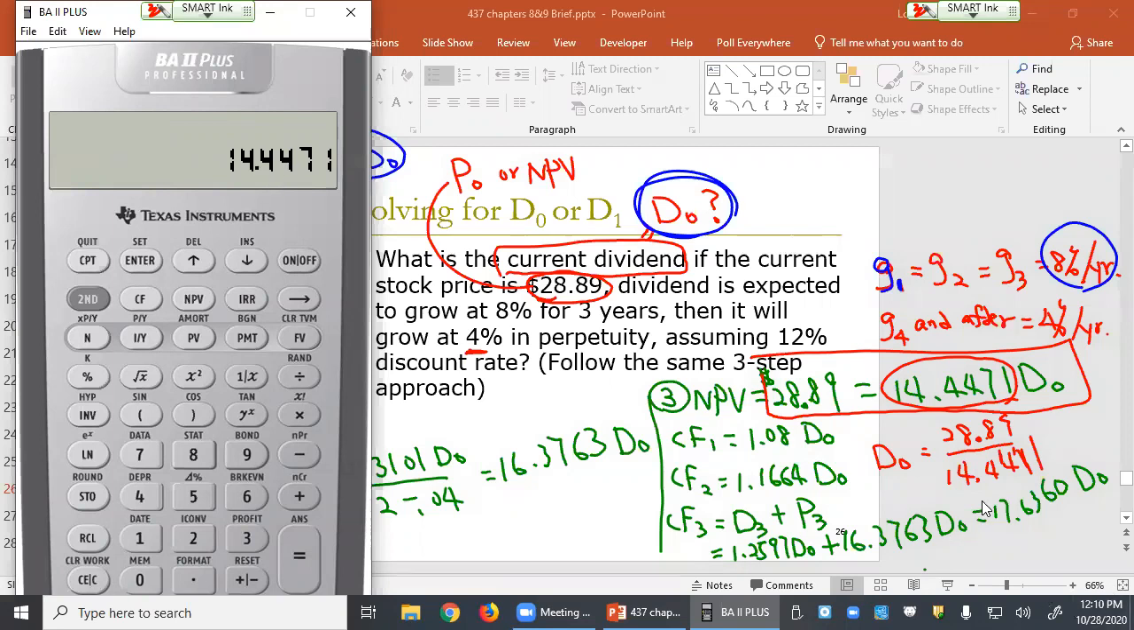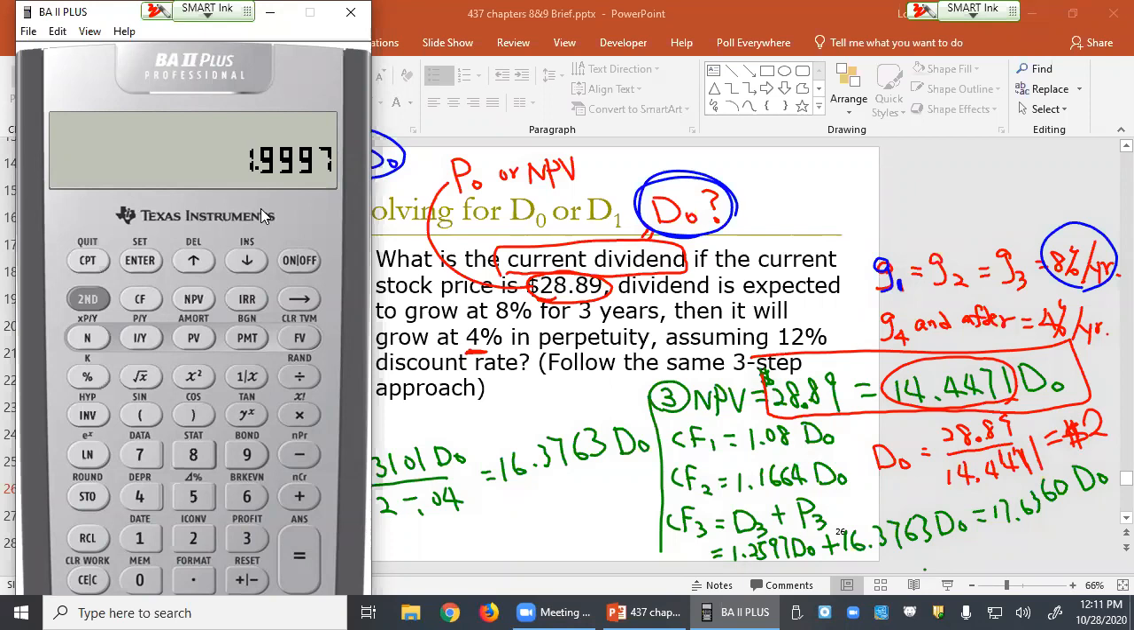So this is our denominator, right? Well, currently it is entered as the numerator. So I will invert it. I will press the 1/x key to change it into a denominator. Then I will multiply this number by the numerator, which is 28.89. So my D0 is this number. And since we're talking about money, we will round off the final number to the nearest cent, which will be $2. So that is your D0. If you are asked to solve for D0, you are done.